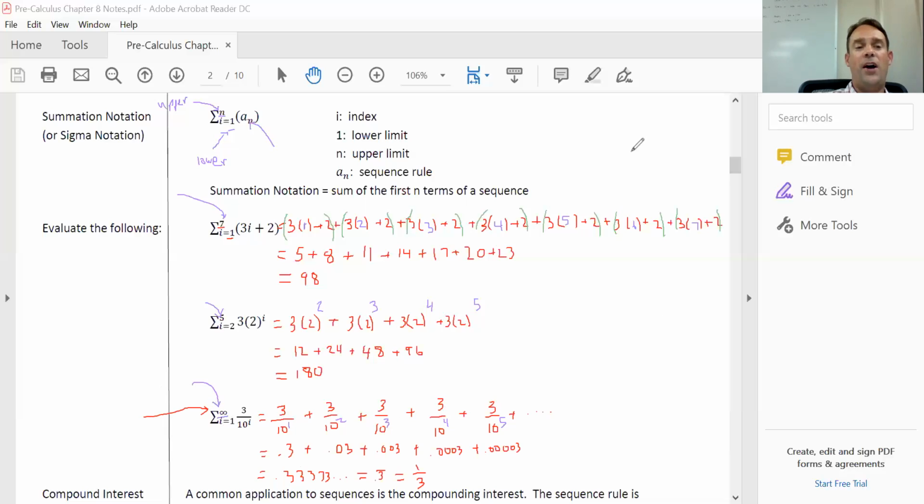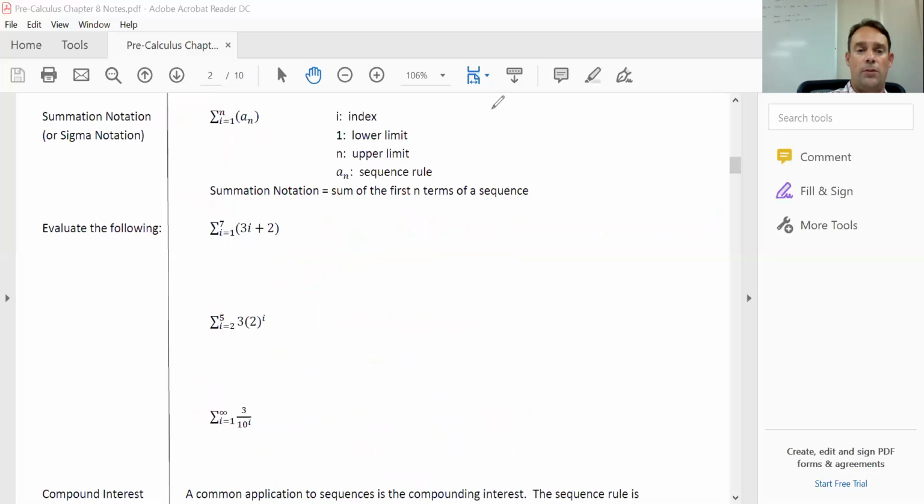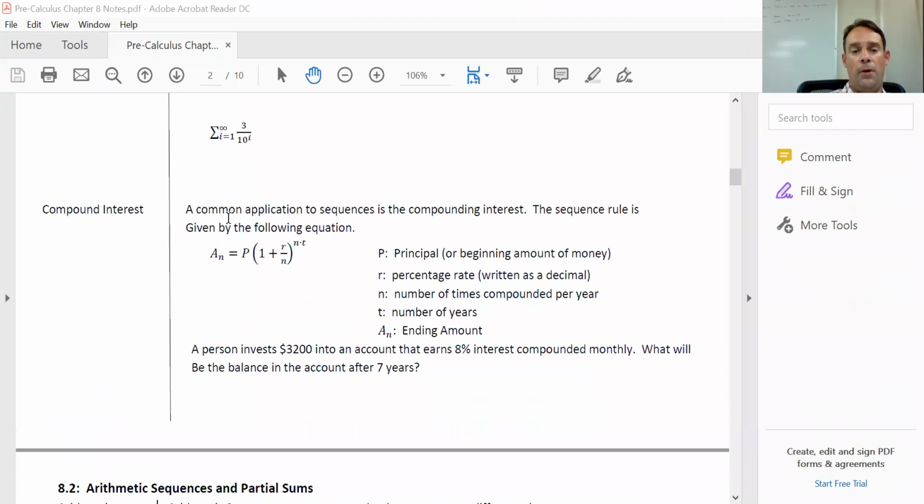Well, this idea of adding up and summations, and this idea of sequences going on forever, one of the places that's found most often is in money. So we're going to talk a little bit about money. We have this: a sub n equals P times (1 plus r over n) to the n times t. And we can use this compound interest formula to help us figure it out.